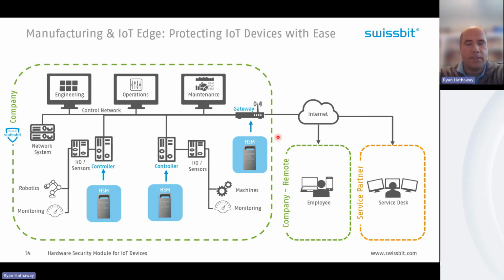If a hacker does gain access to your gateway and you didn't have an HSM plugged in, they could do things like shut down operations. They could harvest data and then encrypt it. They could snoop your IP. All sorts of nefarious things could go on. The HSM protects against all of those when it's plugged in to these devices.